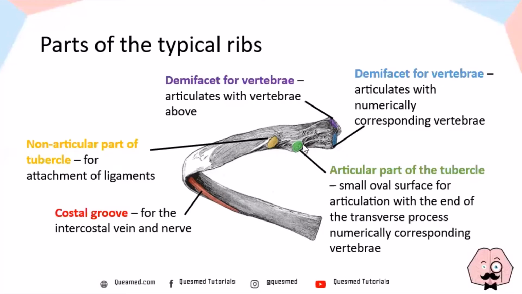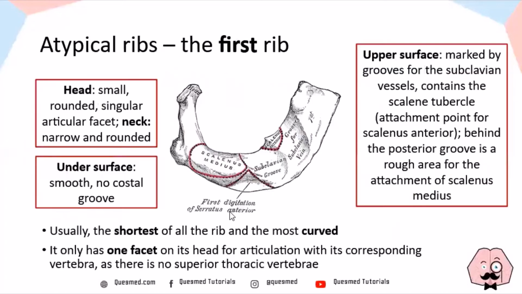And then again, the green area is the tubercle, which articulates with the transverse process. And again, if we called this the 3rd rib, then this would be the transverse process of T3. The yellow area is a non-articulating tubercle, where you get attachment of various ligaments which help support the position of the rib and the thoracic cage in general. And then the red area is the costal groove, where you've got your neurovascular bundle, which runs in that groove.